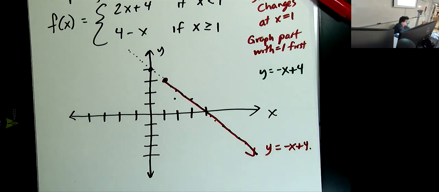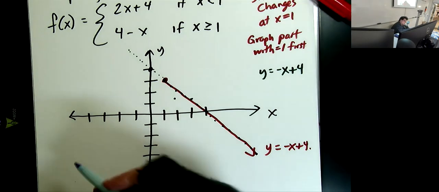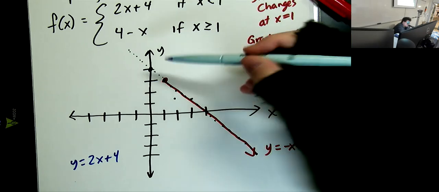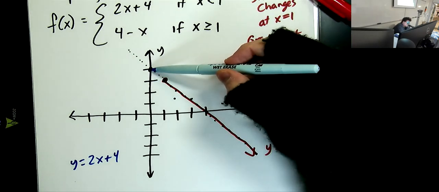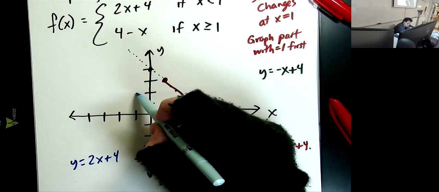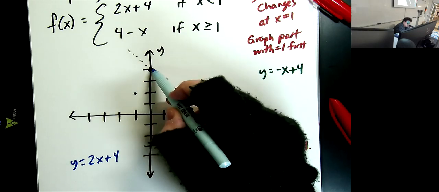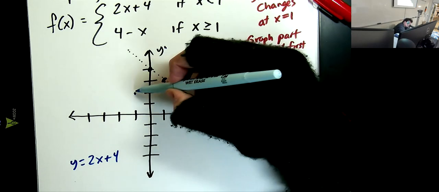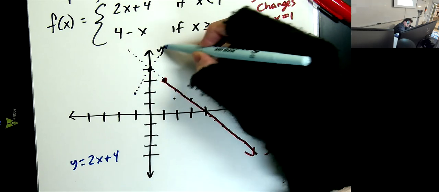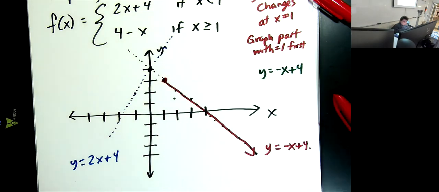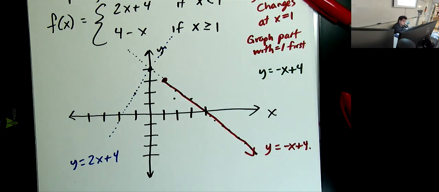I can do the same thing for the other one. I can make a dotted line for y equals 2x plus 4. It also has a y-intercept of 4. And as I go down 2, I go left 1, or as I go up 2, I go right 1. Maybe I should have made my y-axis a little bit longer.